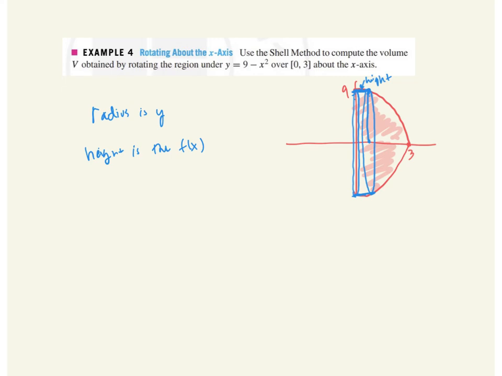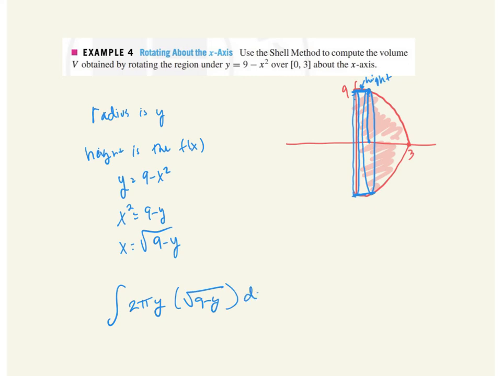Except we can't write it the way it is because you can see that the function is running, the height is running right to left. So that's an x value. So we have to take y equals 9 minus x squared, and we have to solve it for x. So square root of 9 minus y. Okay. So now we can go to our integral. We have 2 pi r, or y in this case, times the height, root 9 minus y, dy.